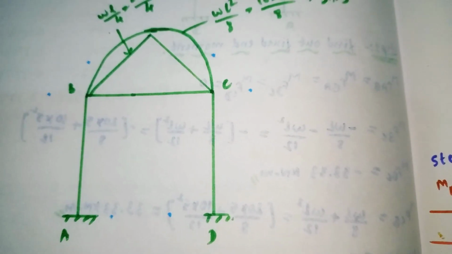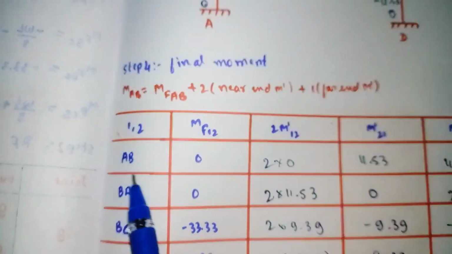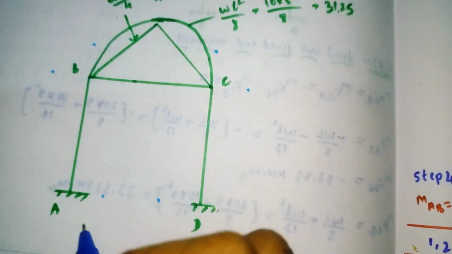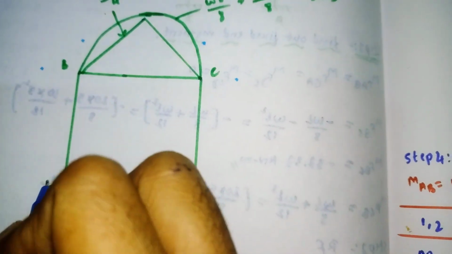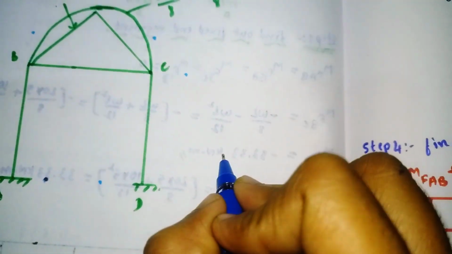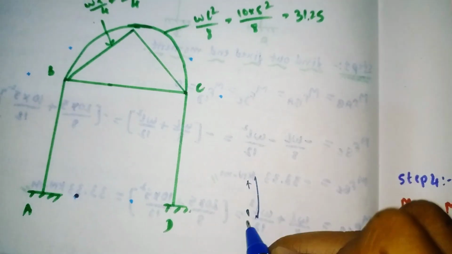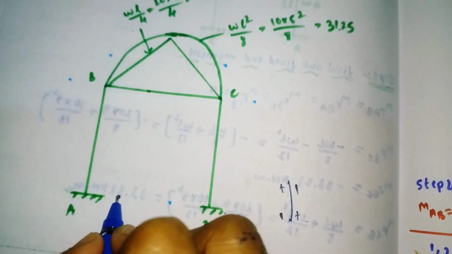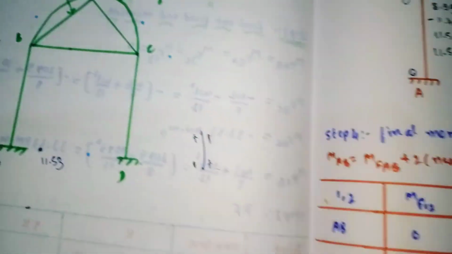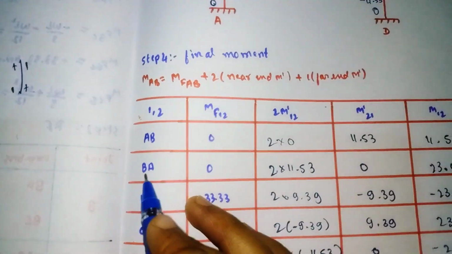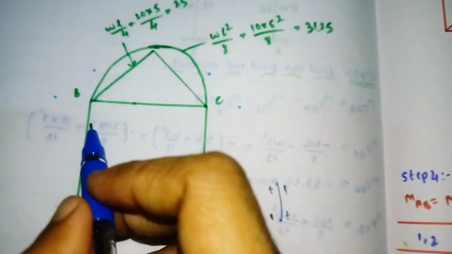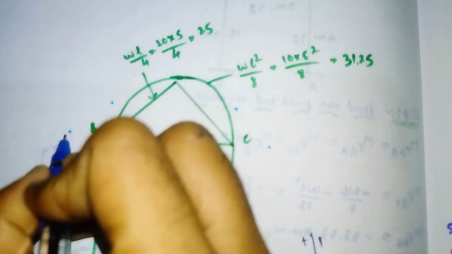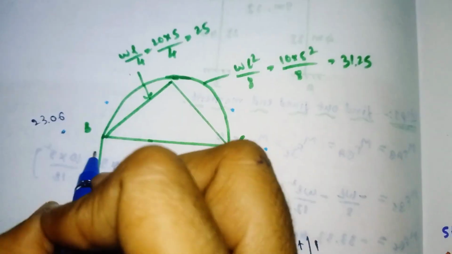So by using these final moments, our AB value we got was 11.53. So the first point is A. At point A, 11.53 means it is positive. At point A, a positive value comes here, because here the sign convention is minus plus plus minus. So a plus value means it comes here below the neutral axis, it comes here 11.53. Similarly for BA, the first point is B. At point B it is 23.06. At point B a positive value comes above the neutral axis, it means it comes here 23.06.